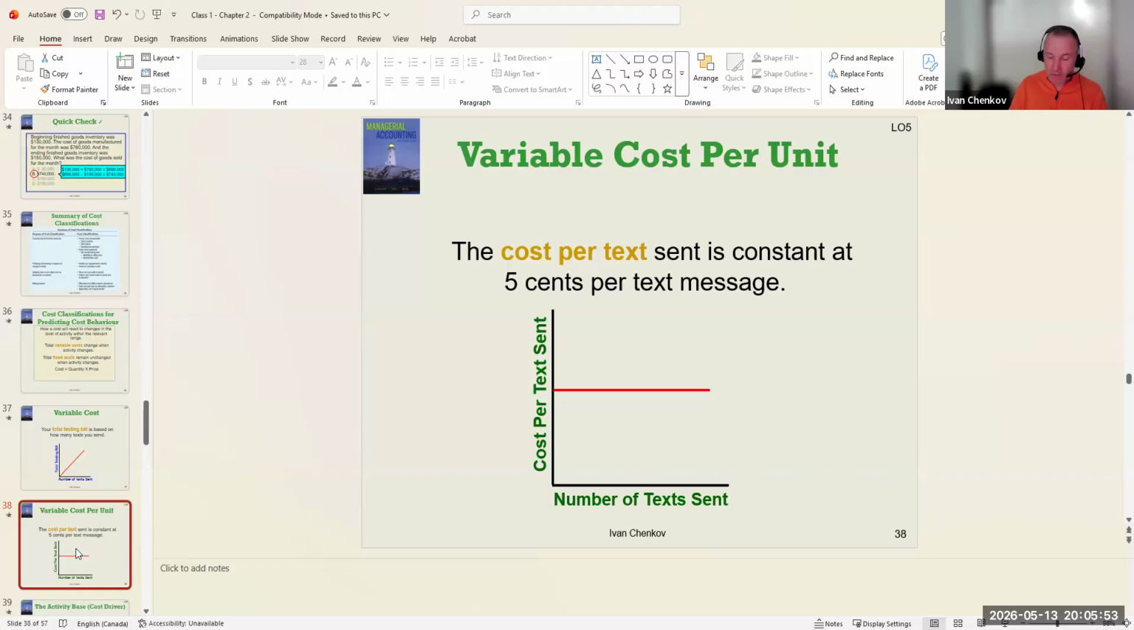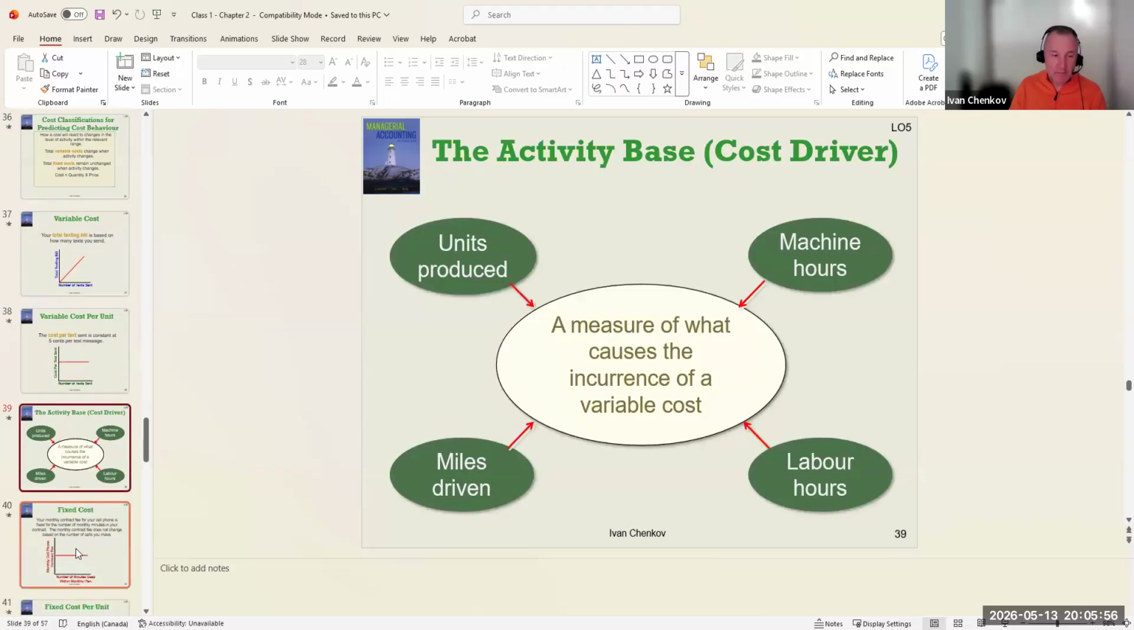Now let's see the fixed cost. Before we see the fixed cost, let's see what actually drives the variable cost. Variable cost in a company can be driven by different activities. One can be based on the units that we produce. I want to generate more profit. In order to generate more profit, I have to increase my sales. In order to increase my sales, I have to produce more units.